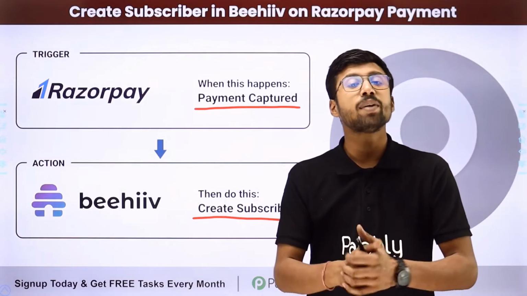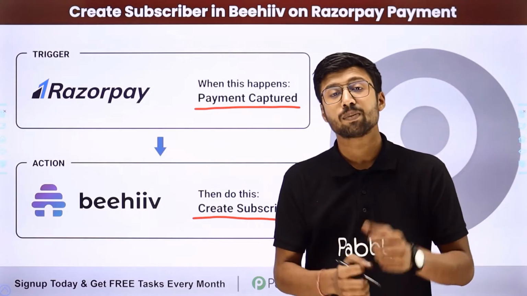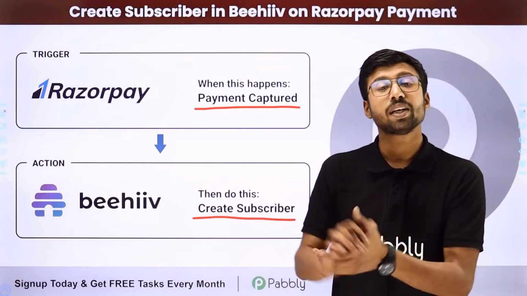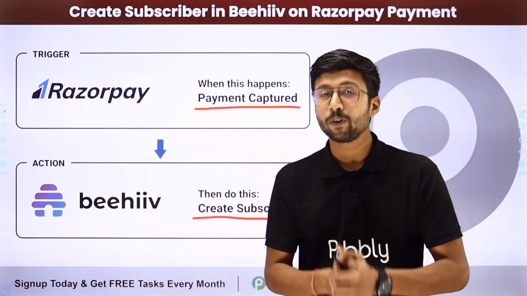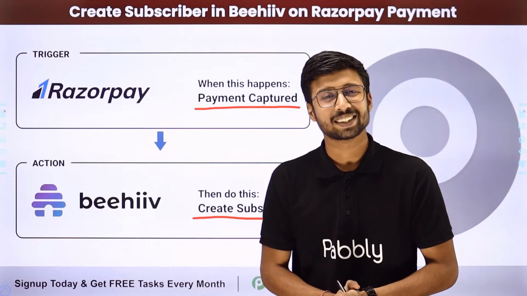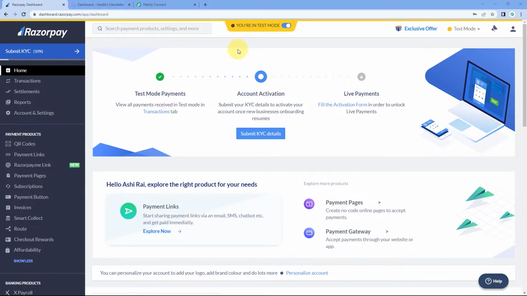In this way, you can eliminate the manual process of getting the customer details after a payment from Razorpay and adding that customer as a subscriber in beehiiv. So if you want to know how you can set up this automation, you just have to come with me to my screen. Now to begin with the process, first we will see how we can create a payment page in our Razorpay account. And then after that, we will connect that Razorpay payment page with our beehiiv account using Pabbly Connect. So we will be having a complete process in this video.